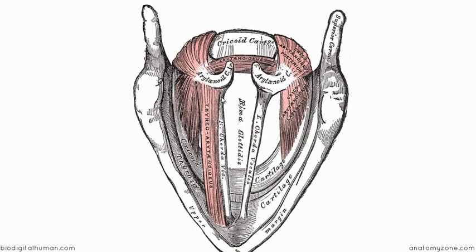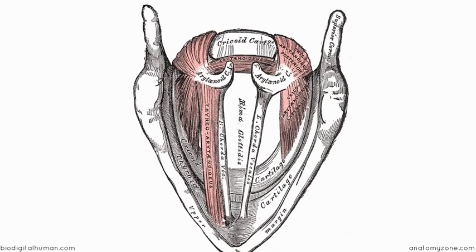So you can see the vocal ligament here, and the vocalis muscle originates on the lateral surface of the vocal process, and it inserts along the vocal ligament. So it attaches along the vocal ligament, and it also attaches at the thyroid angle. So the function of the thyroarytenoid muscle and the vocalis muscle is to adjust the tension in these vocal cords.